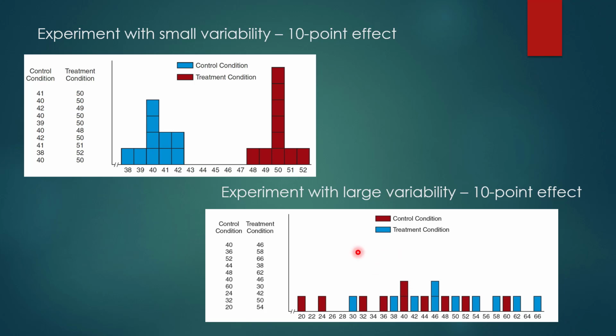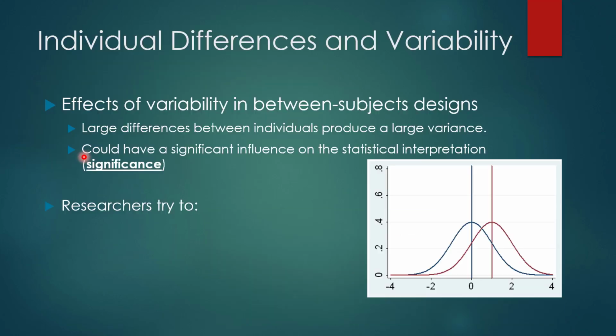For some reason, the colors swapped in the two graphs. And then in the treatment condition, we have a 36-point range. That huge amount of variability, so range is one way you can look at variability, that huge amount of variability doesn't allow us to see this 10-point effect at all.